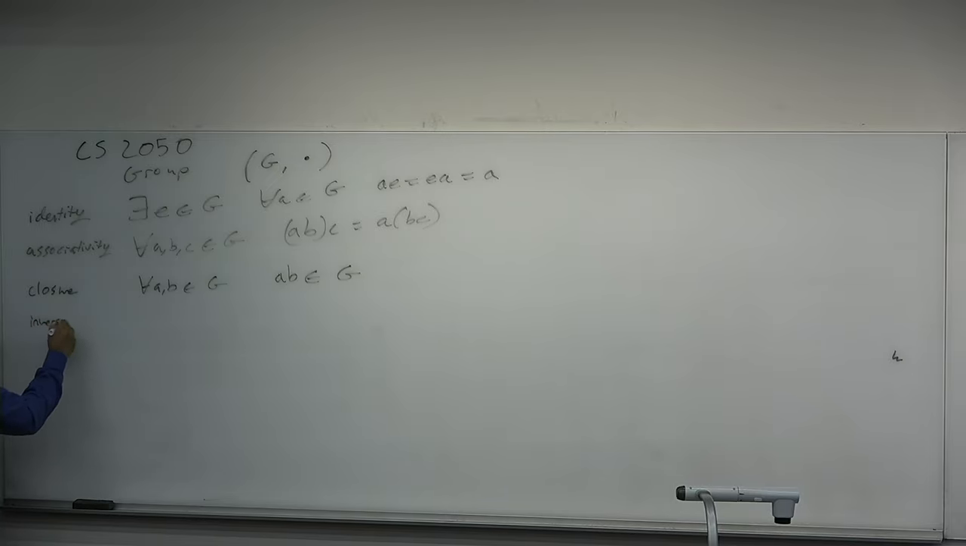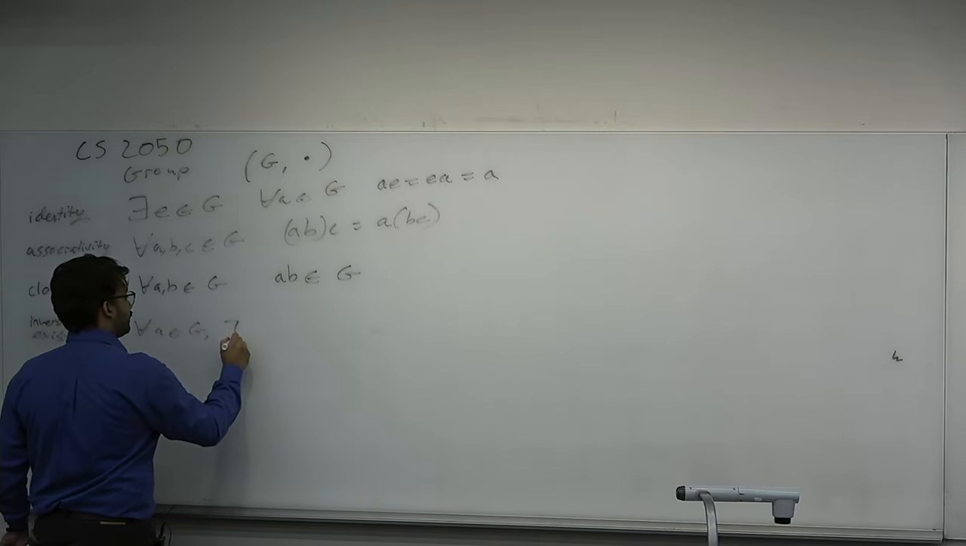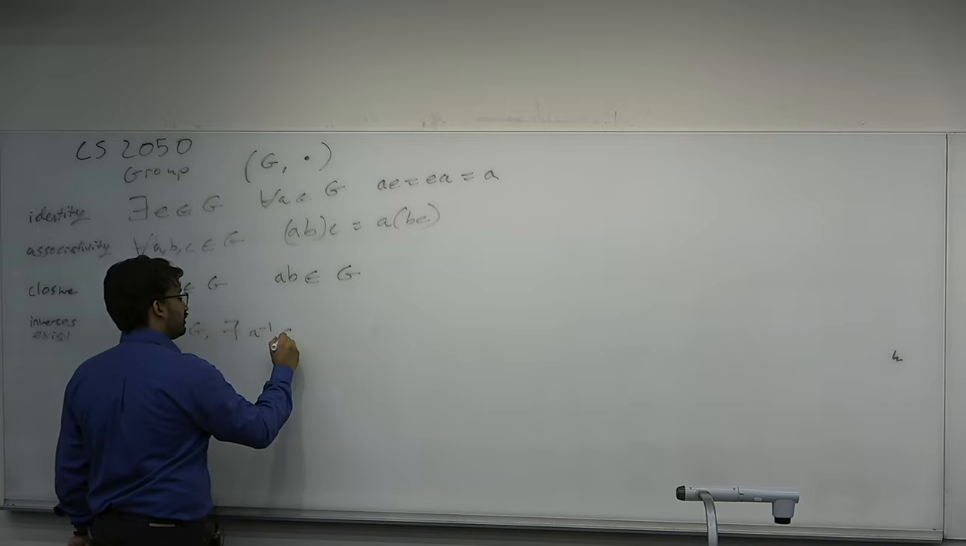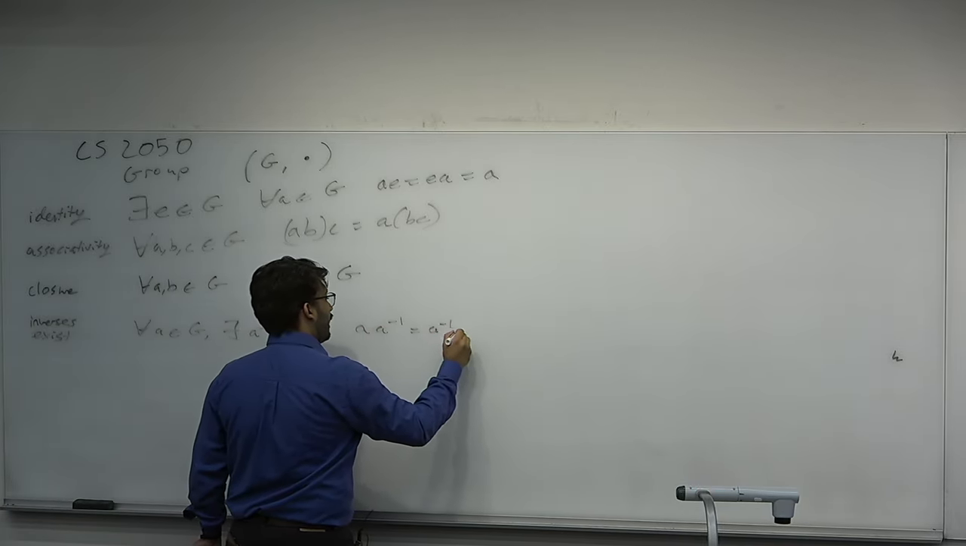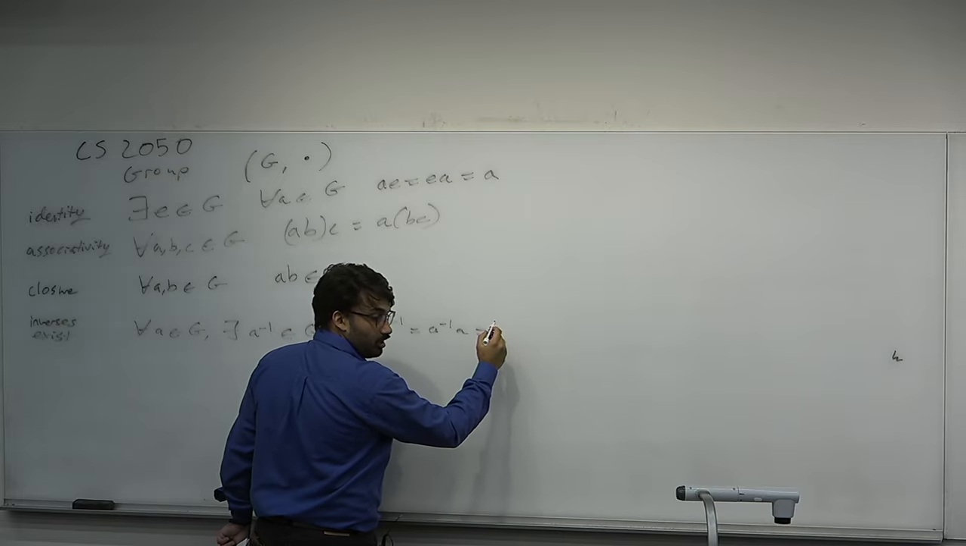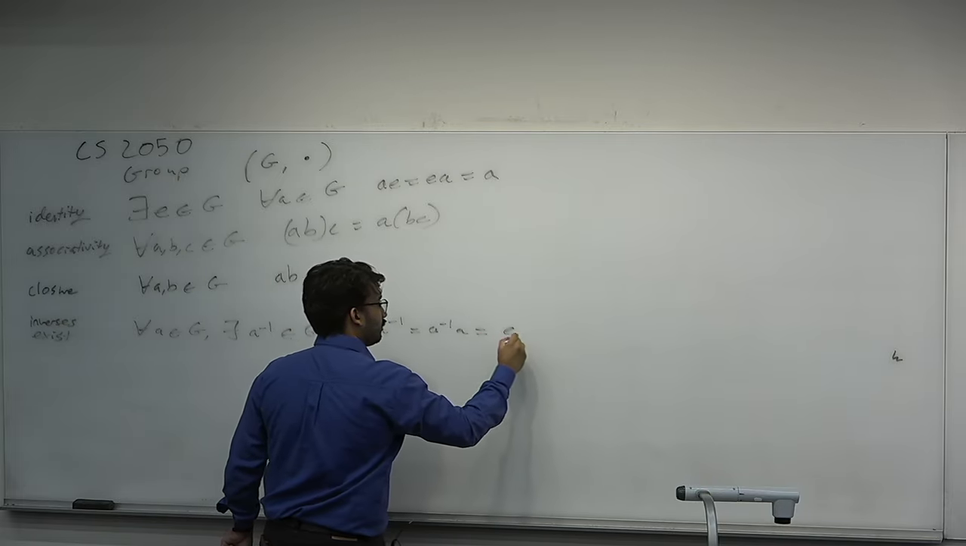Inverses exist. For all A in G, there exists an element called A inverse in G, such that A A inverse is equal to A inverse A, which is equal to E.